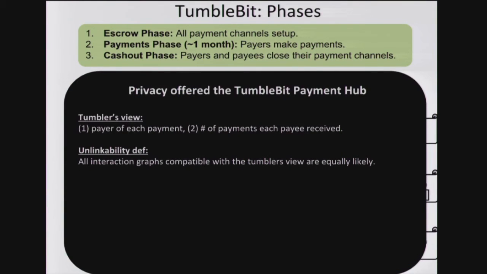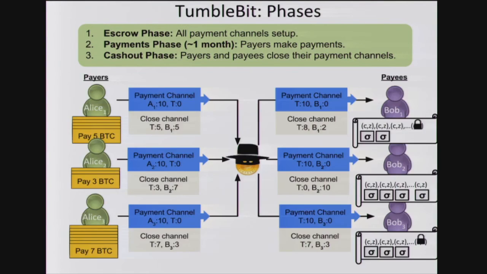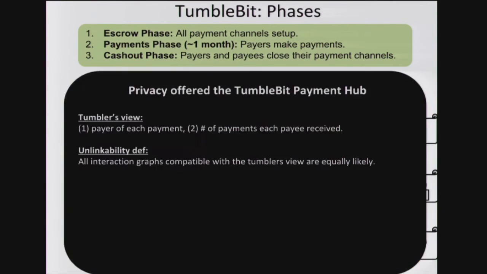So the privacy offered by the TumbleBit payment hub. Well, let's look at what the Tumbler sees. The Tumbler sees each time an Alice paid. It knows the time, and it knows that Alice paid someone, but it doesn't know who Alice paid. At the end, the Tumbler learns the aggregate value that each Bob got, but not when those Bobs were paid or who paid in. So the Tumbler sees the payer of each payment, and it sees the number of payments each payee received.